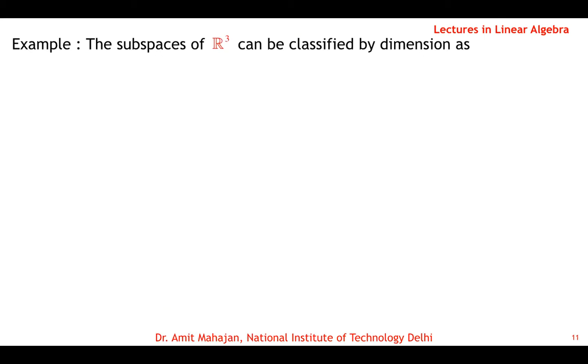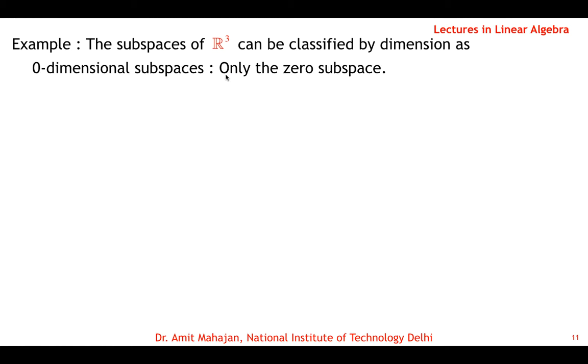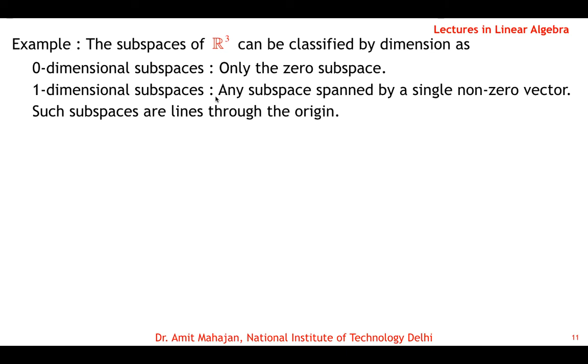Now, for example, the subspaces of R3 can be classified by dimension as follows. The first is the zero dimensional subspace. Zero dimensional subspace means only the zero subspace, the set containing only one vector, which is the zero vector. So we call it the zero dimensional subspace. The one dimensional subspace means that there is only one non-zero vector in the basis, because dimension is how many vectors are in the basis.